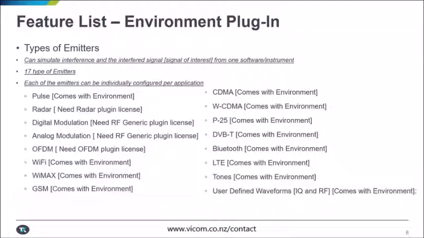Now, with the specific types of signals being created, we have other plugins that help create some of these signals. Here we see that the pulse type signal comes with the environment plugin. If you're requiring specific radar characteristics, then you need the radar plugin also with the environment plugin. If you're doing any digital modulation comm type signals, then you also need the RF generic plugin as part of this environment plugin. You will also need the RF generic for any analog modulation and the OFDM plugin for your OFDM type signals. The rest of these comm type signals come with the environment tool.